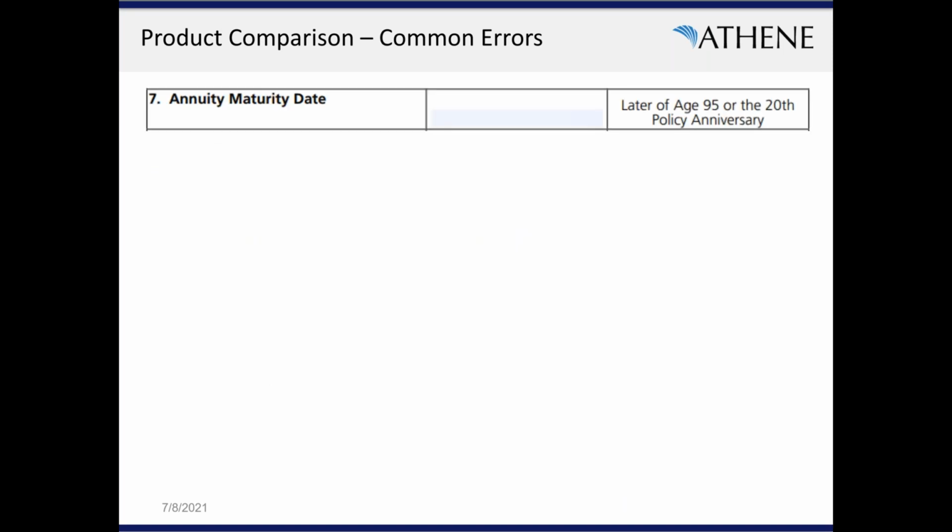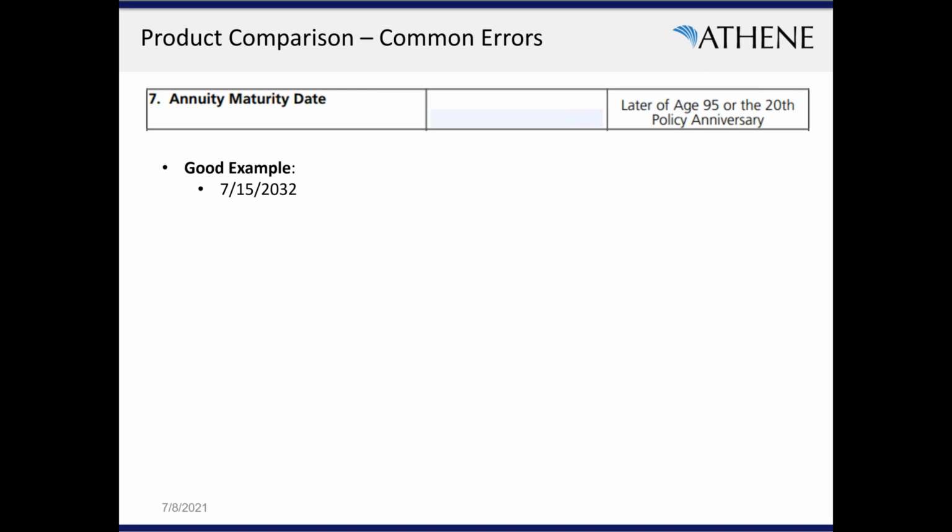Moving on, again, with the product comparison, question 7 on the product comparison form asks for the annuity maturity date. Now, the annuity maturity date is expected to be a date. On the Athene side, we pre-fill as many questions as we can.